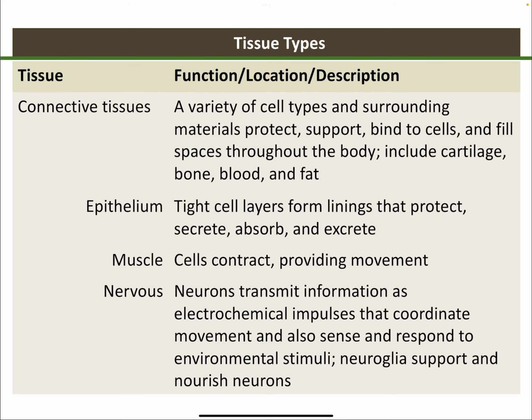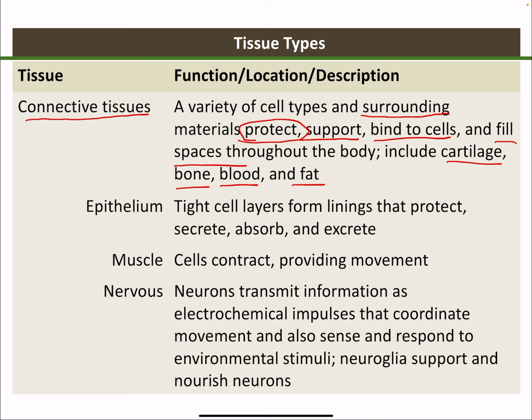So here we have a summary table of the different tissues. We have the connective tissues. What is their role? The role of the connective tissue is in general going to be to surround some material, protect, provide some support, bind structures together, and fill space in the body. Some examples of connective tissues are, for instance, cartilage, bone, blood, and fat.